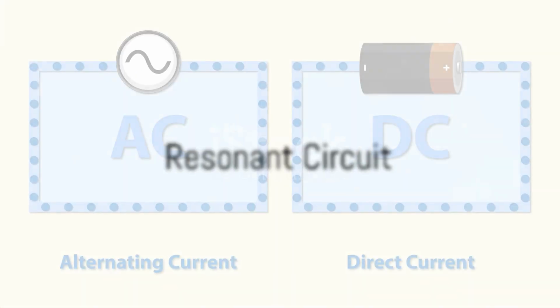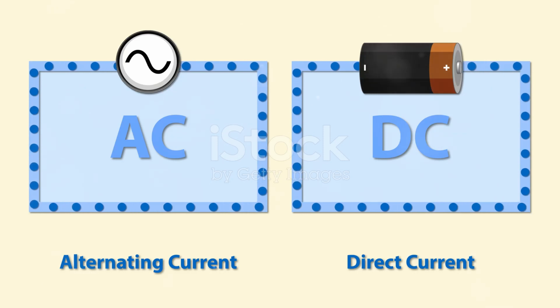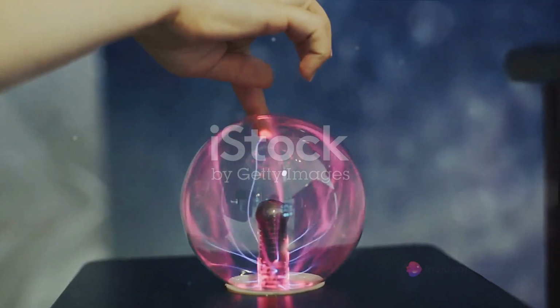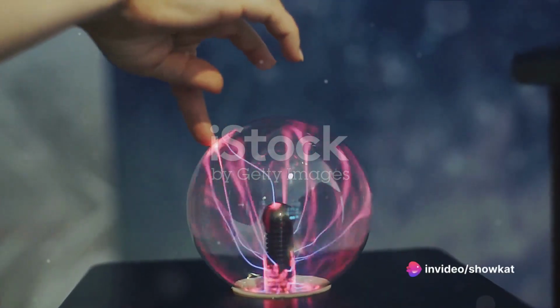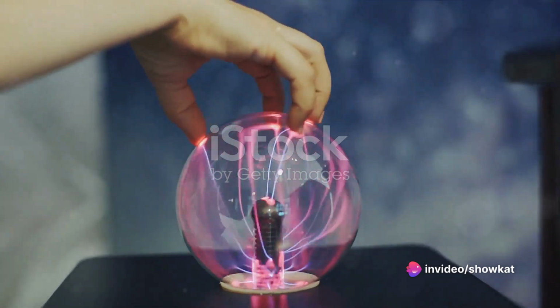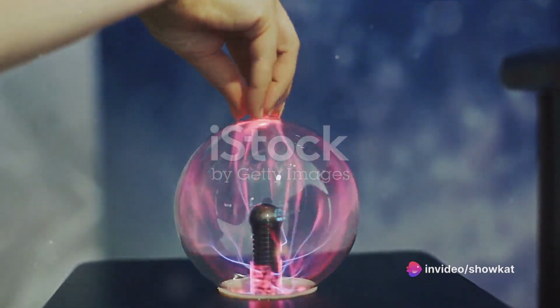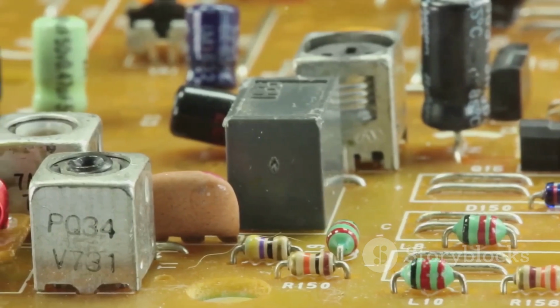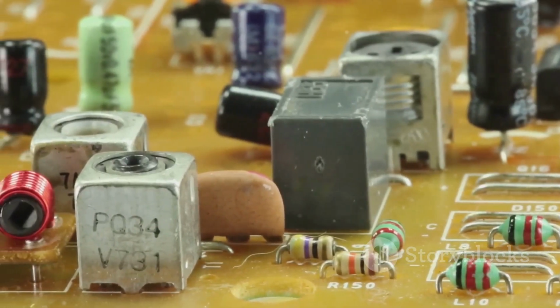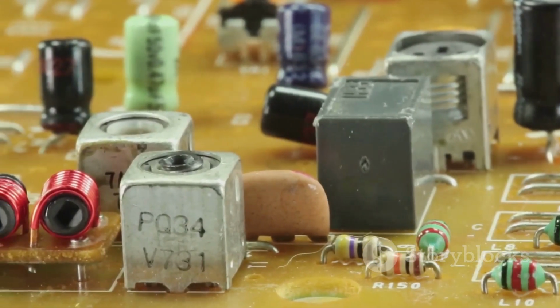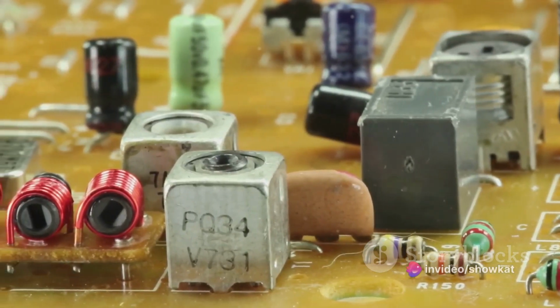Now, what happens when you connect an inductor, capacitor, and resistor in series with an alternating current source? You get a circuit that resonates. This is because the inductor and capacitor constantly exchange energy between each other, creating a flow of current that swings back and forth. The resistor, meanwhile, dampens this oscillation, reducing the amplitude of the current over time.